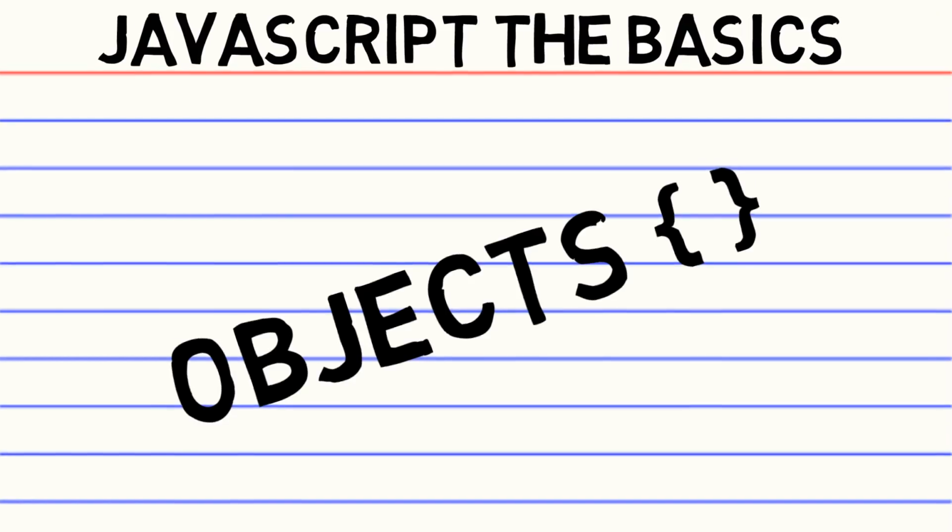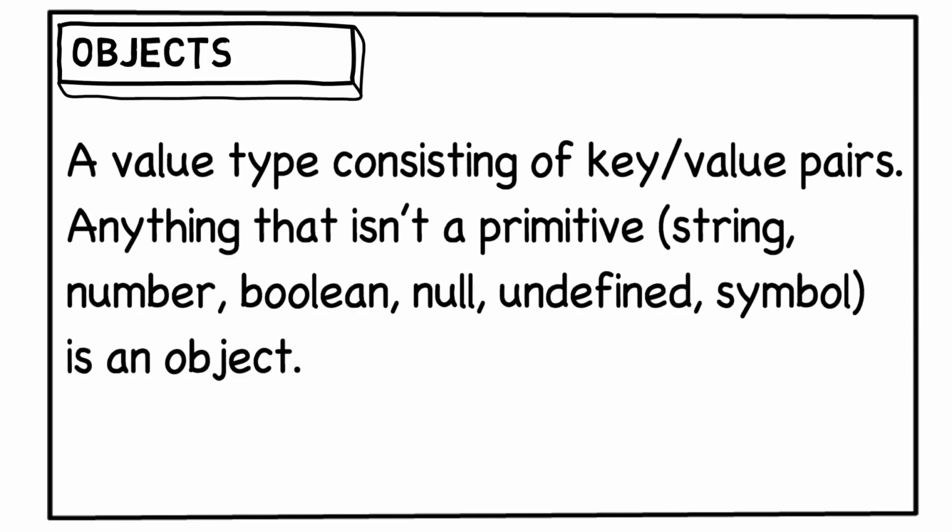What is an object in JavaScript? An object is a value type consisting of key-value pairs. JavaScript has two main value types, primitives and objects. What is a primitive in JavaScript? Strings, numbers, booleans, null, undefined, and with ES6, we have symbols. So anything that isn't a primitive is an object. That means JavaScript has a lot of objects, including arrays and functions that we will look at later.